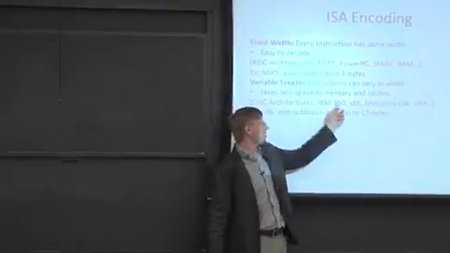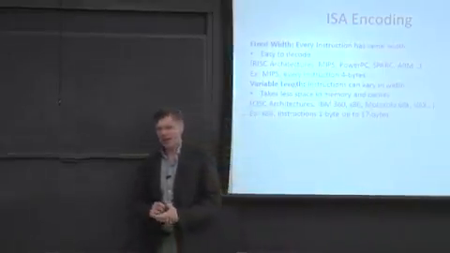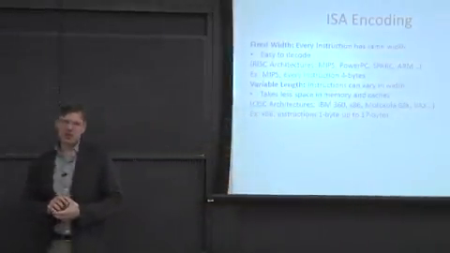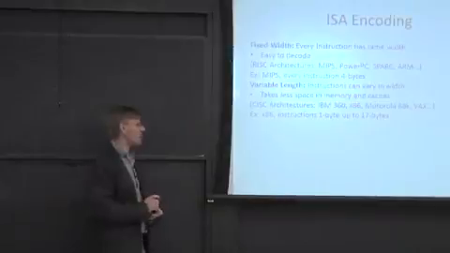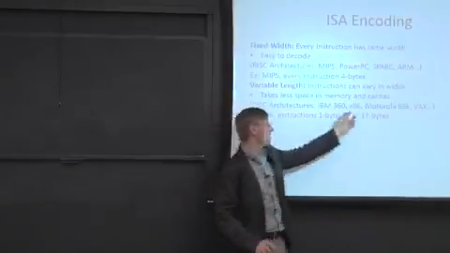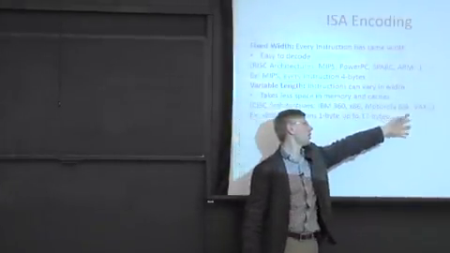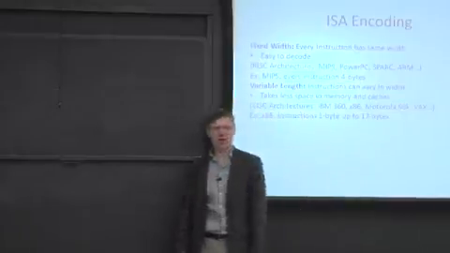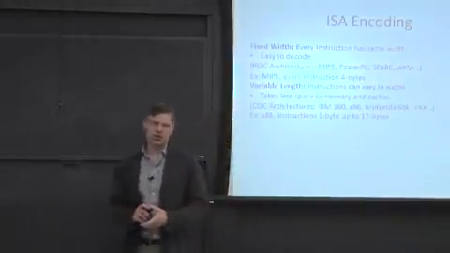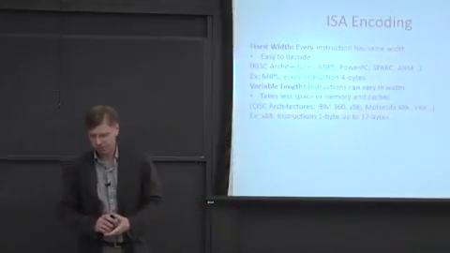And some CISC architectures. You have IBM 360, which is a good CISC example of a complex instruction set architecture. There's x86, Motorola 68K, VAX. These are all variable length instruction encoding architectures.